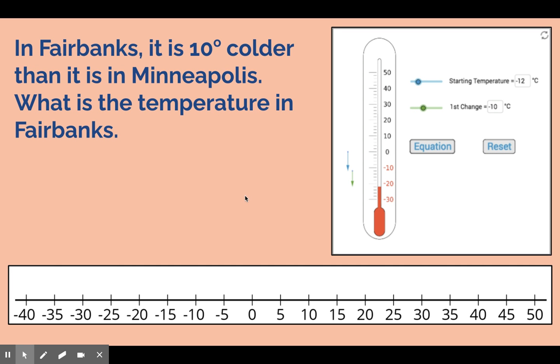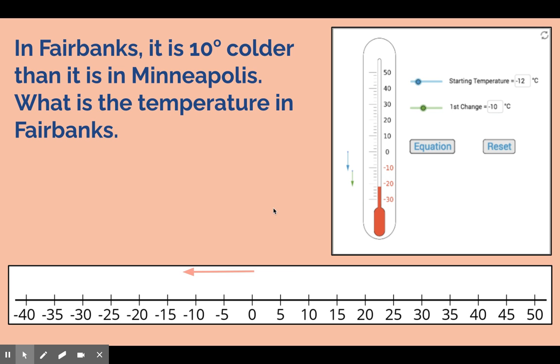And last but not least, for our examples, it says in Fairbanks, it is 10 degrees colder than it is in Minneapolis. So remember, Minneapolis was at -12. That's what we just figured out. So, what is the temperature in Fairbanks?